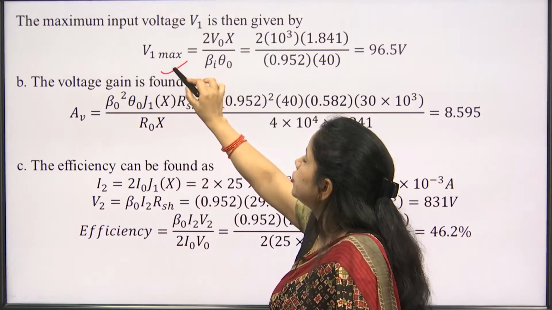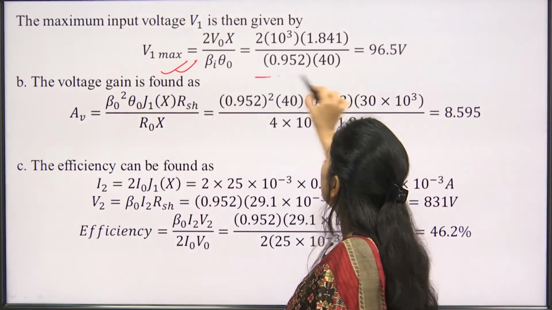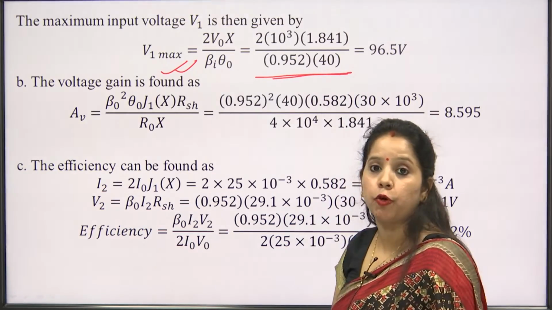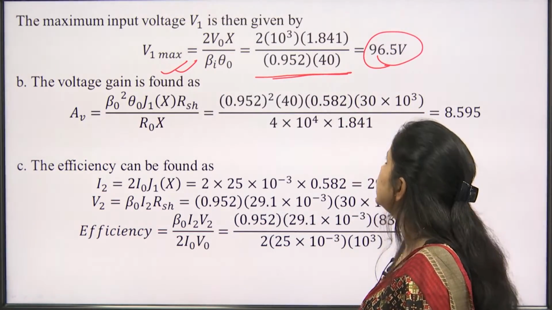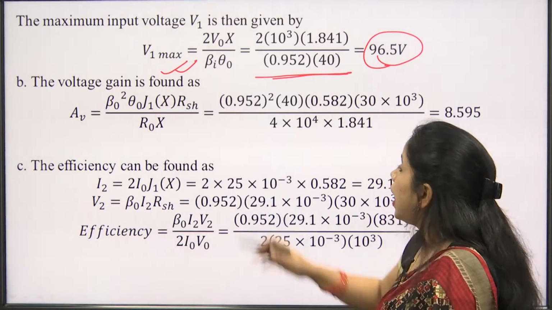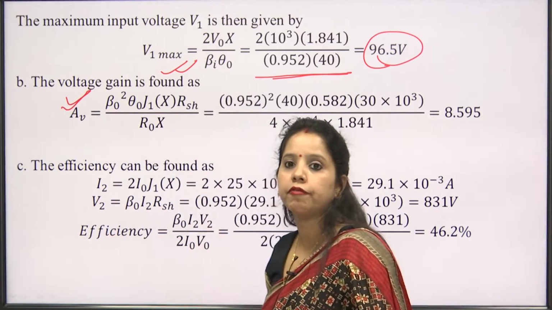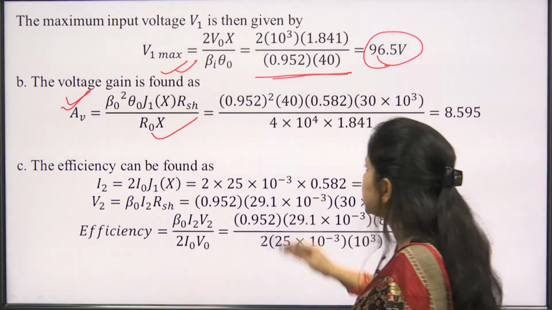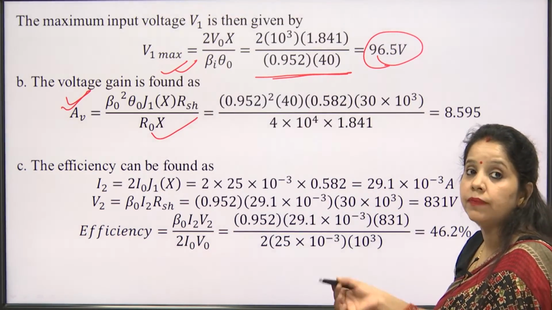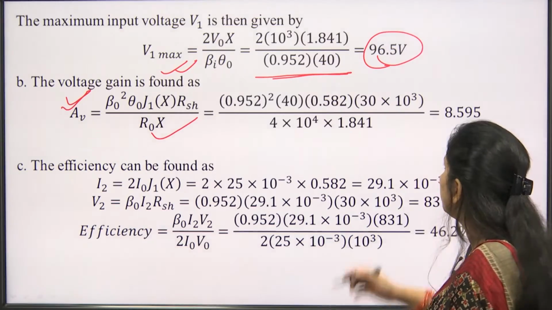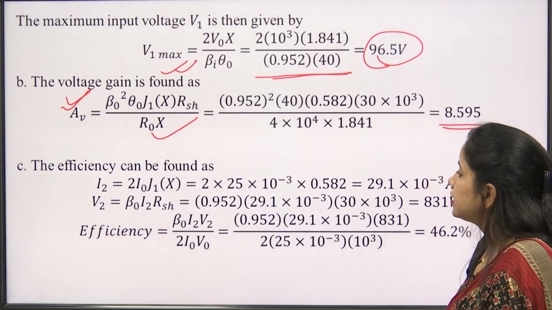This is the formula which you have to remember: 2 V0 into x upon beta J1 of theta naught. Then substituting the values which we have obtained, we get the maximum input voltage as 96.5. And this is the equation for the voltage gain, whose formula you have to remember, and just substituting the values, because all values are either calculated or given in the numerical itself, we get the voltage gain as this one.